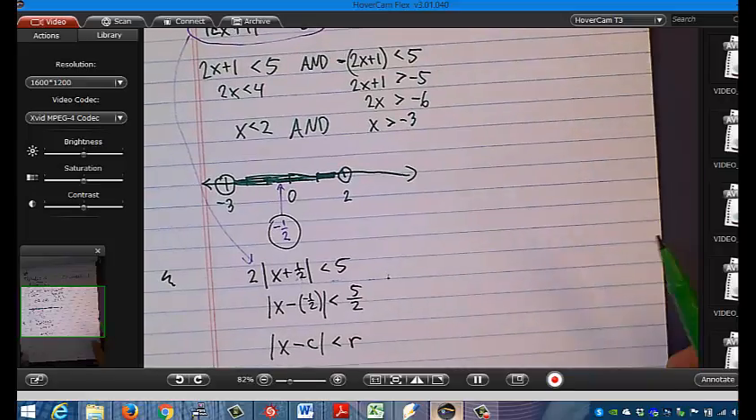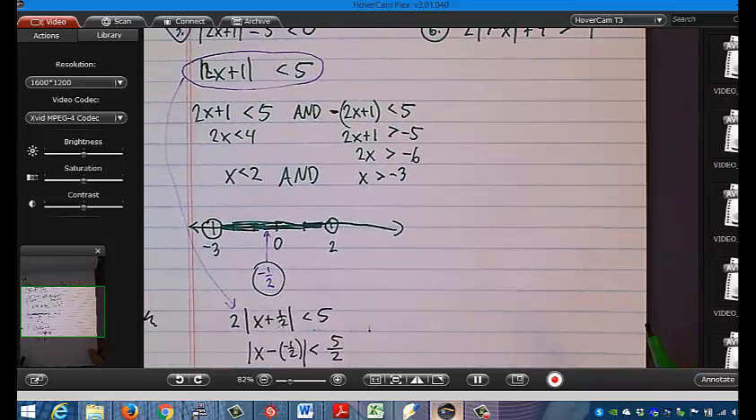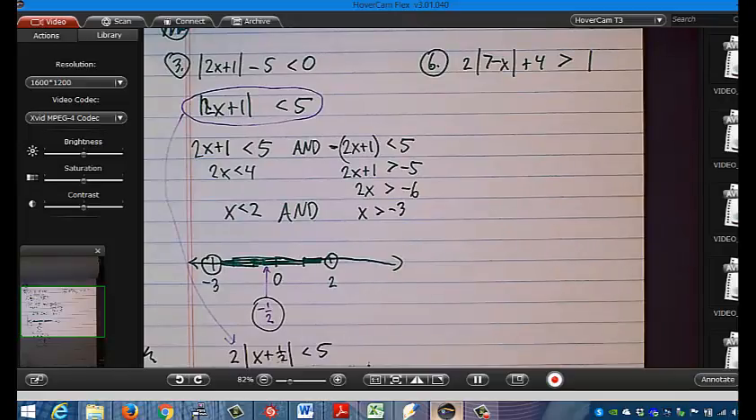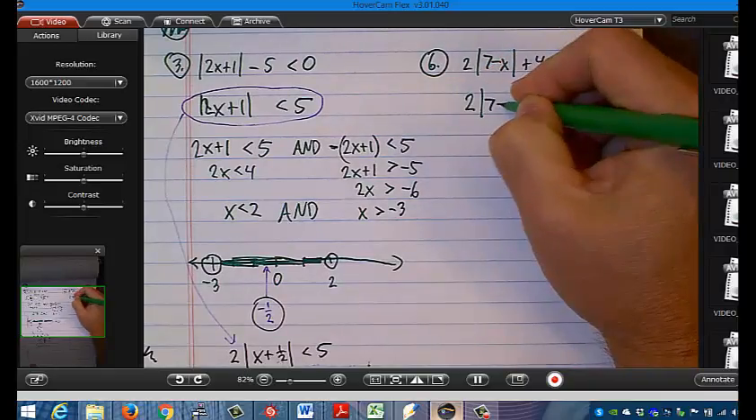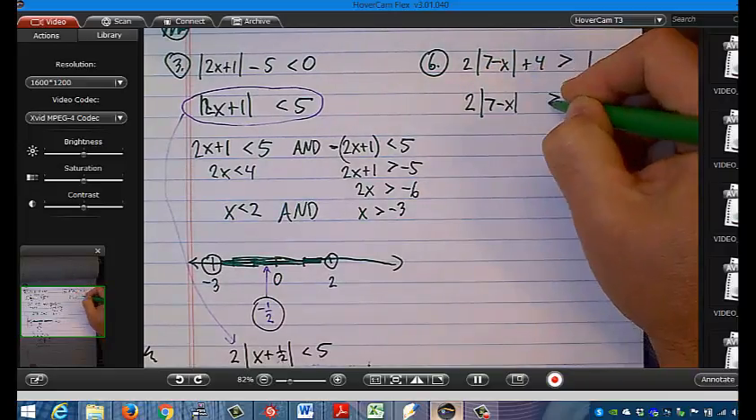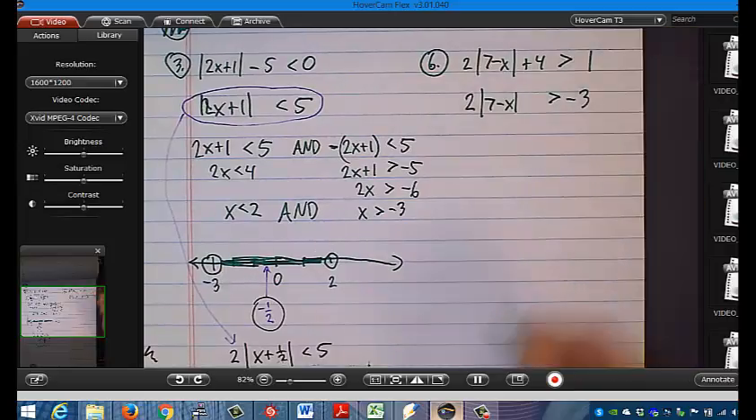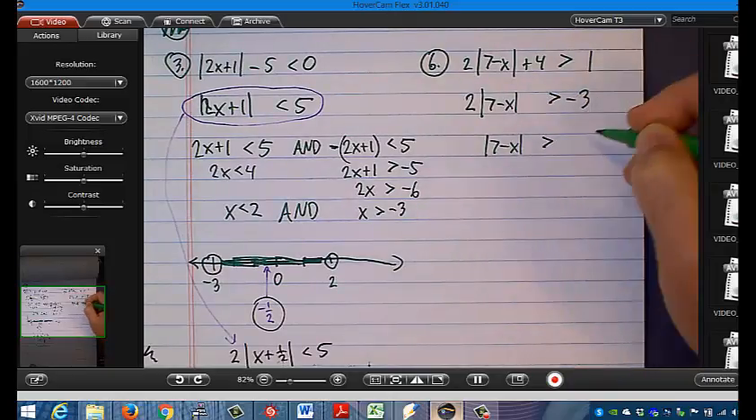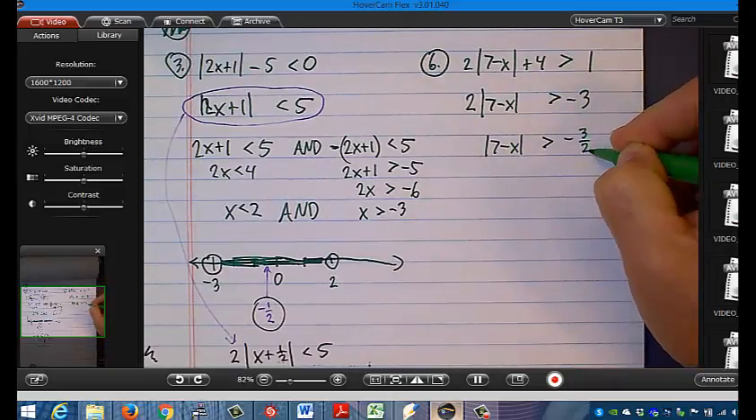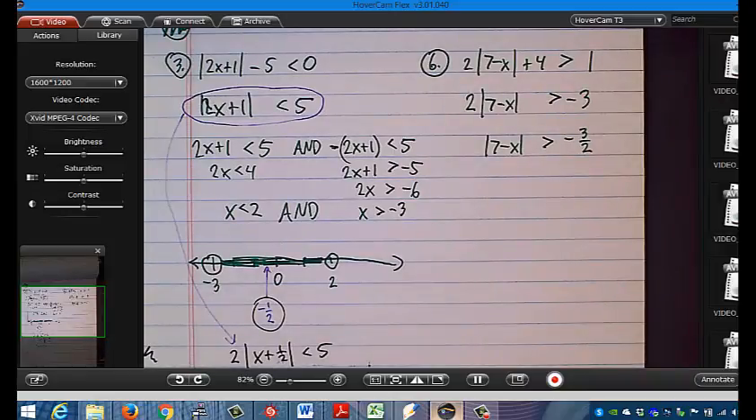Okay, let's go to the other one. The other one's a lot shorter. Well, it can be. What'd you guys do first? Subtract 4. Okay, subtract 4. So 2 absolute value of 7 minus x is greater than, you guys got negative 3. Next. Divide by 2. So you get the absolute value of 7 minus x is greater than negative 3 halves. Next. Set up two different inequalities. Okay, what would they be?